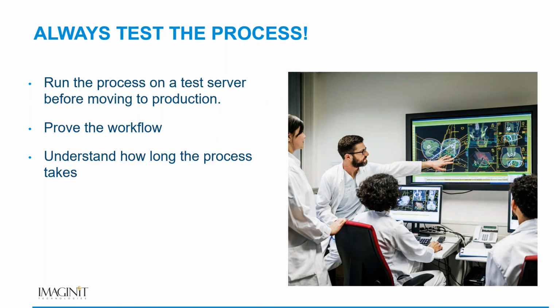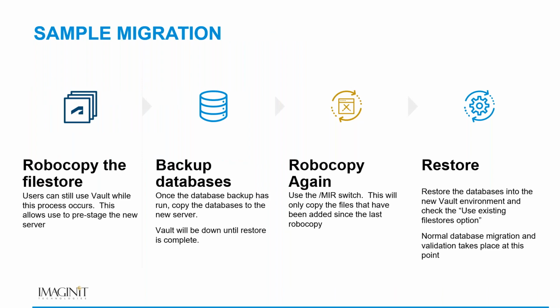So let's talk about the process. It kind of looks like this. First, we would robocopy the file store from server A to server B. Users can still use the vault. They can still access it. I don't care if this takes 3 days to copy that over. They can still continue to use the vault. So effectively, what this lets us do is pre-stage the new server. We have the files copied over so that the new server can access them.